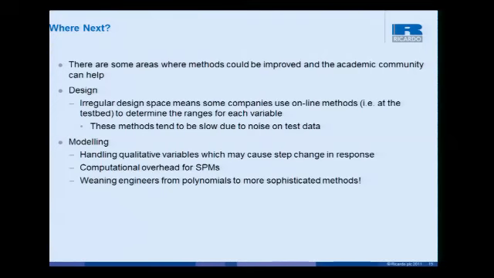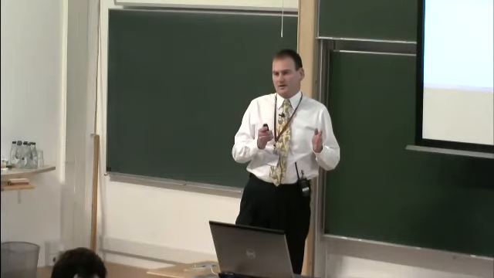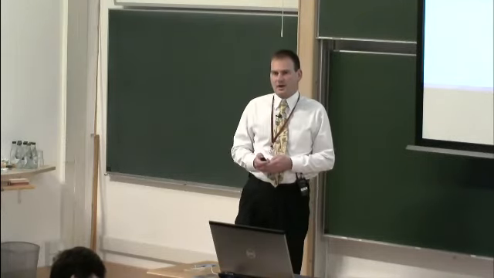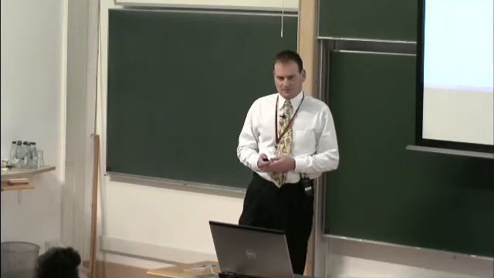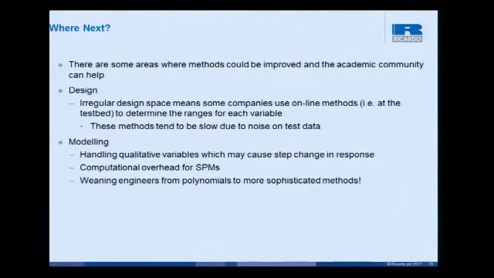At the modelling stage, handling qualitative variables would enable a significant reduction in testing, because typically we would do tests with 3 injections and then another test with 2 fuel injections. Computational overhead for SPMs is a significant issue, and then more generally, helping engineers move away from polynomials to more accurate methods while retaining the scrutiny and the analysis of the models to ensure that they're accurate.